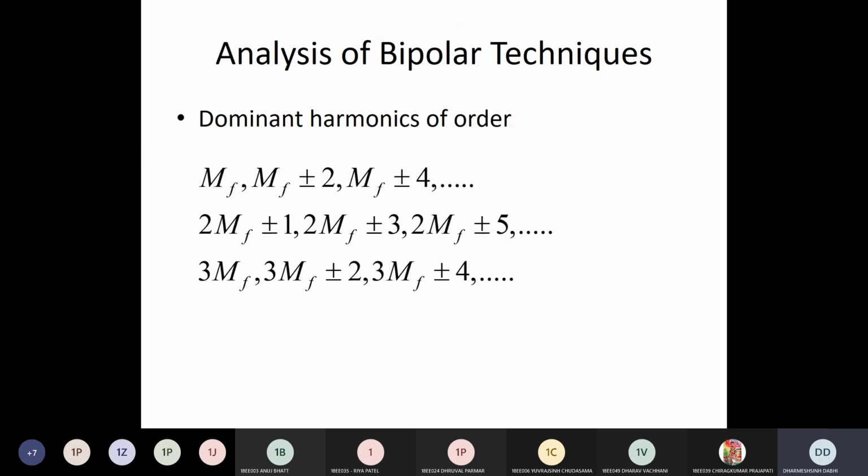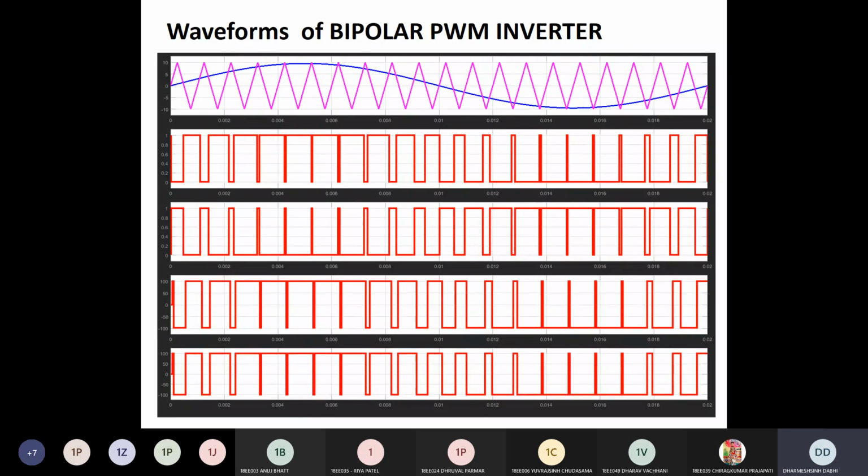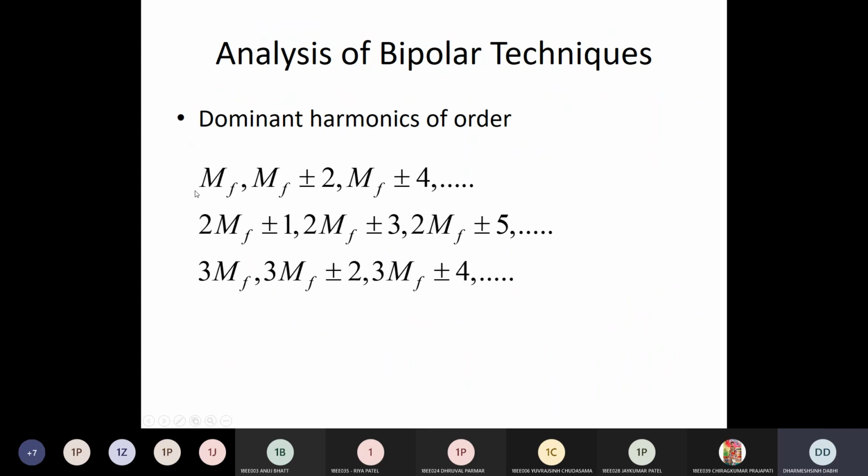dominant order harmonic in this case is MF plus minus 2, MF plus minus 4. Here MF is the frequency modulation ratio. Here we take the carrier wave frequency. It means this triangular frequency is 1000 Hz and the frequency of the reference signal sine wave is 50 Hz. So MF is the frequency of the triangle divided by the frequency of the reference signal. So here we take the reference signal 50 Hz and carrier 1000, so the frequency modulation ratio is 20. So the first dominant order harmonic is 20. Then 20 plus minus 2, it means 18 and 22.